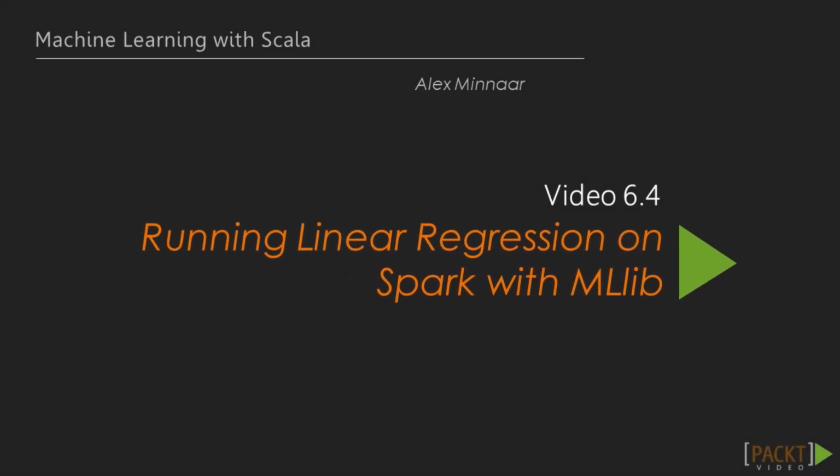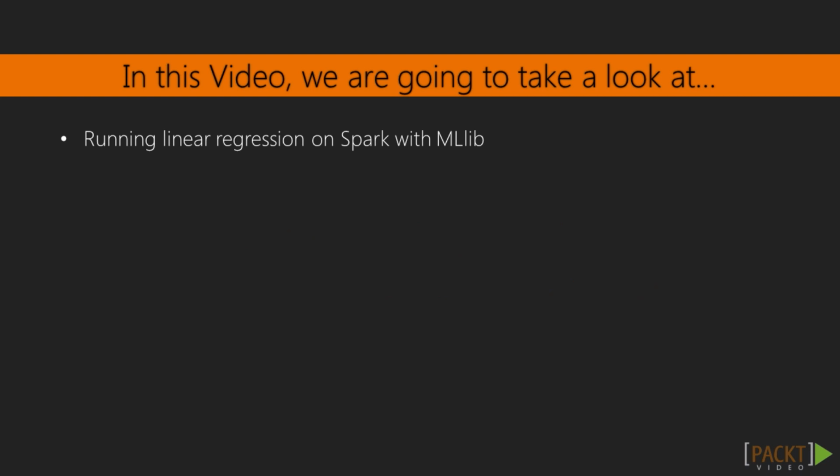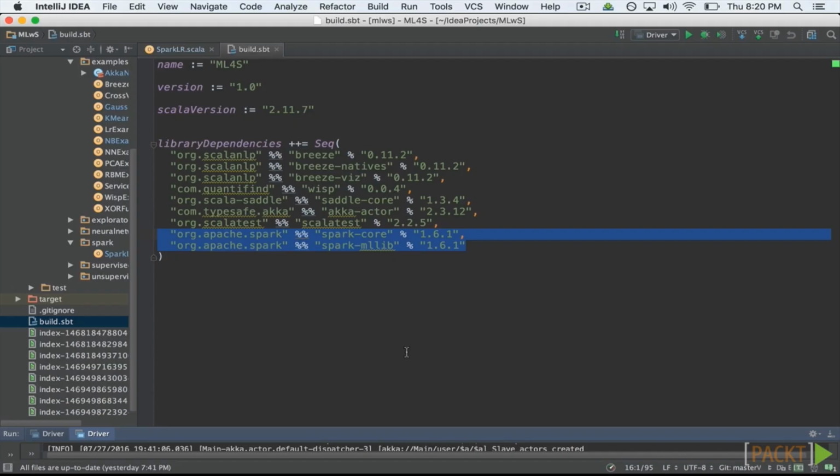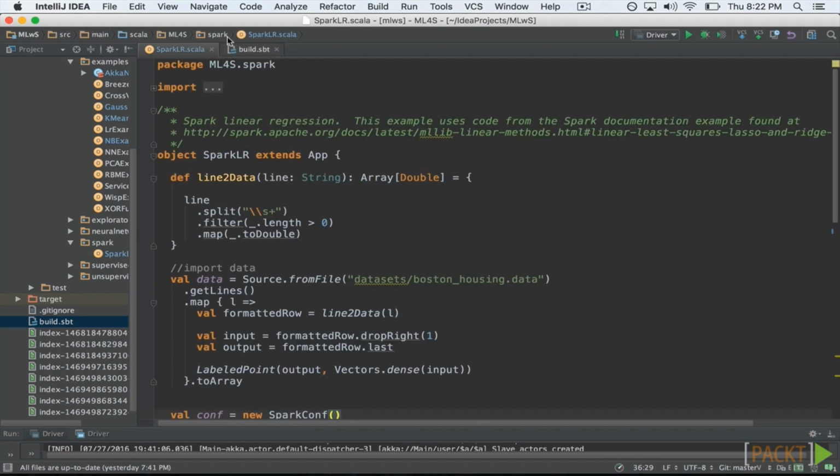Welcome to the fourth video of this section. In the last video, we got introduced to Spark, and at the end we touched on MLlib, Spark's machine learning library. In this video, we are going to actually build a Spark application that uses MLlib. The first thing we need to do is add the Spark core and Spark MLlib dependencies to our build file. Now let's move on to our Spark linear regression application.